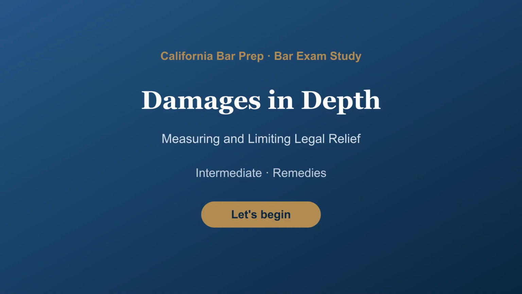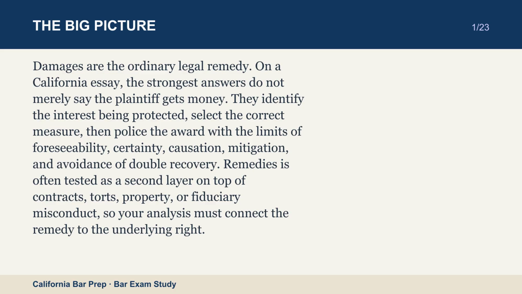In this lesson, damages in depth, measuring and limiting legal relief. Let's begin. Damages are the ordinary legal remedy. On a California essay, the strongest answers do not merely say the plaintiff gets money. They identify the interest being protected, select the correct measure, then police the award with the limits of foreseeability, certainty, causation, mitigation, and avoidance of double recovery.